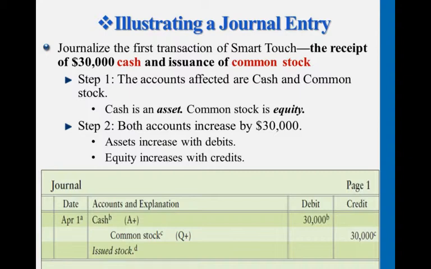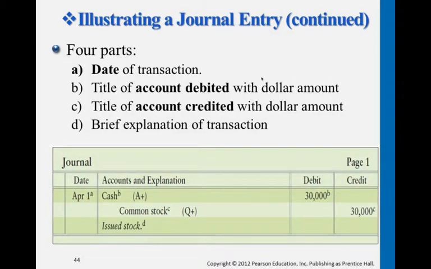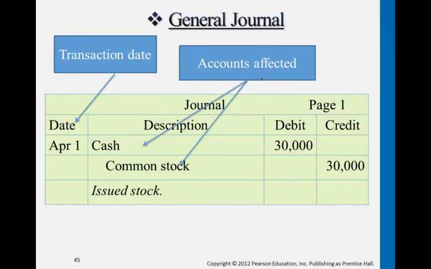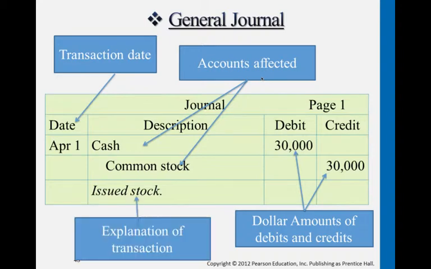So there are four parts here: the dates, the accounts, the dollar amounts, and typically at the end we will have a description of this transaction. Once again, the date, the accounts affected, the dollar amount, and a brief explanation of this transaction. These are the four main parts of each and every journal entry when we're capturing this activity in the corporation's accounting books.